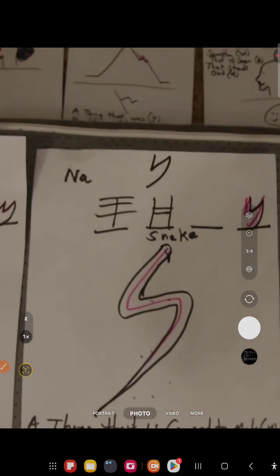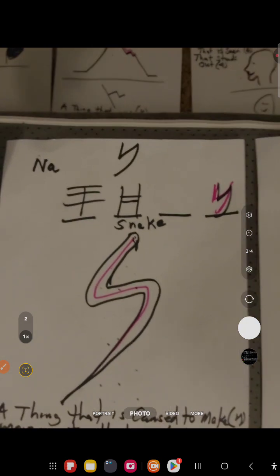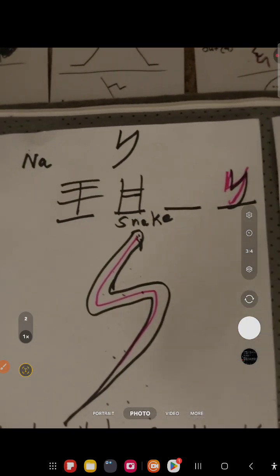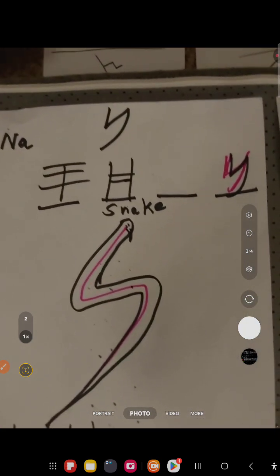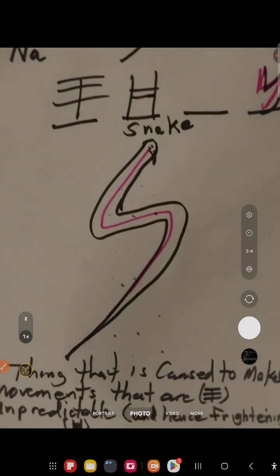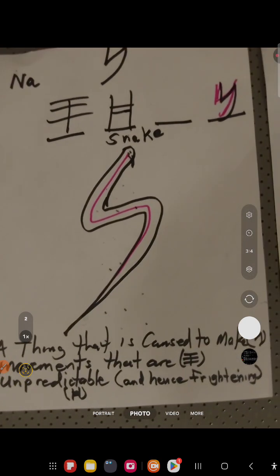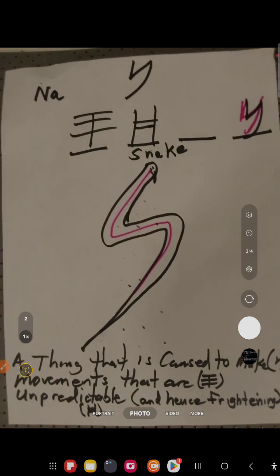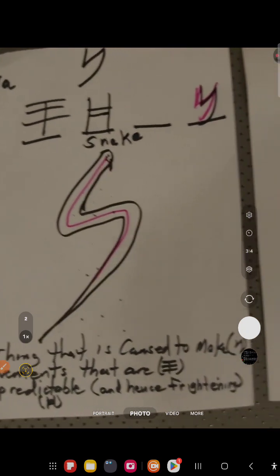Now, na, where did na come from? Okay, na came from our word for snake. Na akas. That's how you say that, na akas. That's a snake in the whole nine. It's a thing that's caused to make movements that are unpredictable and therefore frightening.